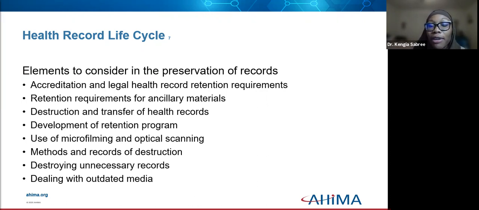methods and records of destruction, destroying unnecessary records, right? How do you handle that? And then destroying or dealing with any outdated media. Like I just mentioned microfiche, right? I have a local hospital who still has their microfiche from the early 1900s, but not every hospital would want to keep those. So when it's time to destroy them, you have to outline a process. How are you going to deal with that type of media?